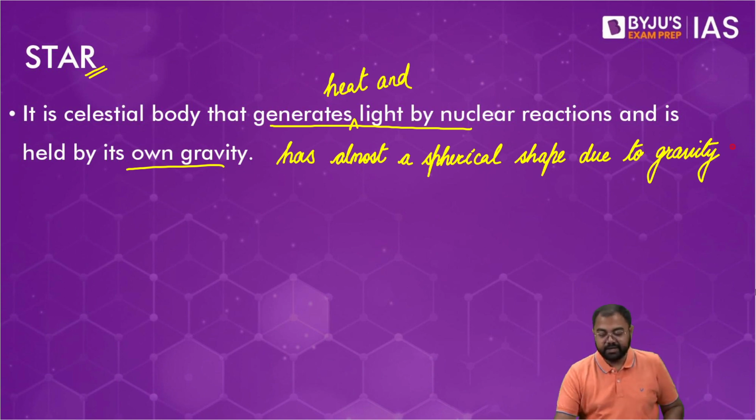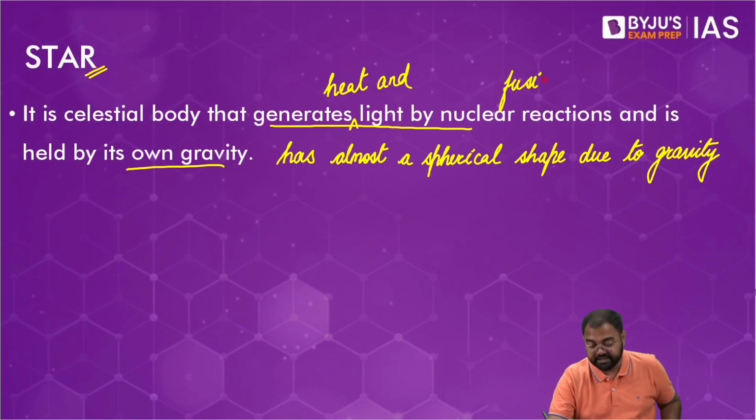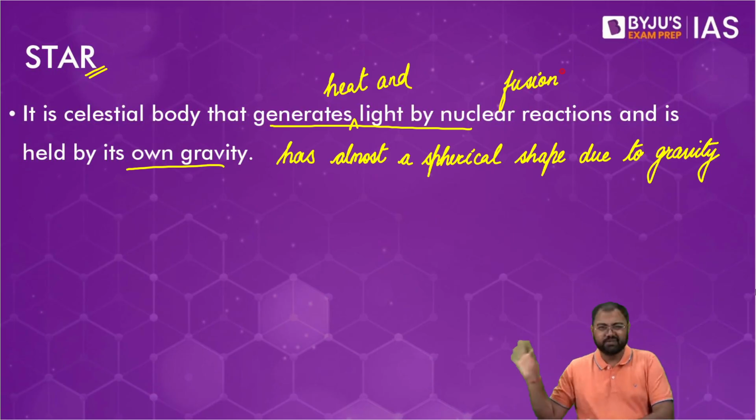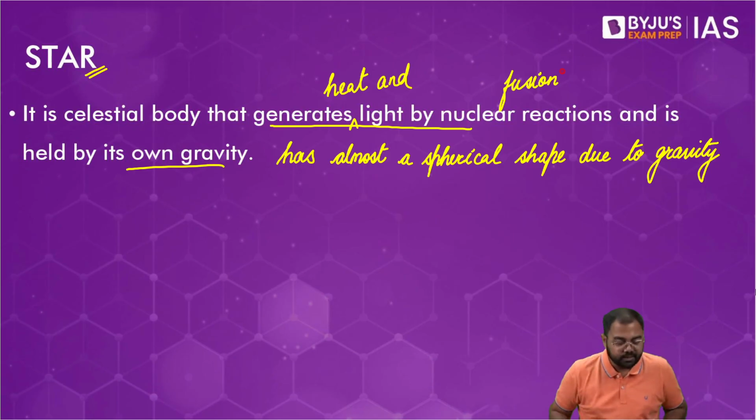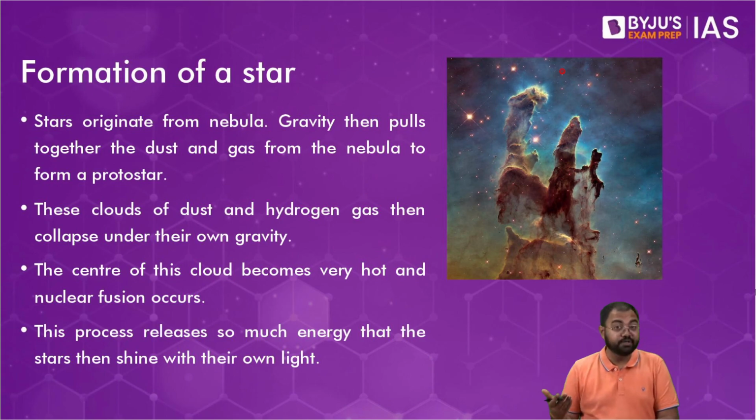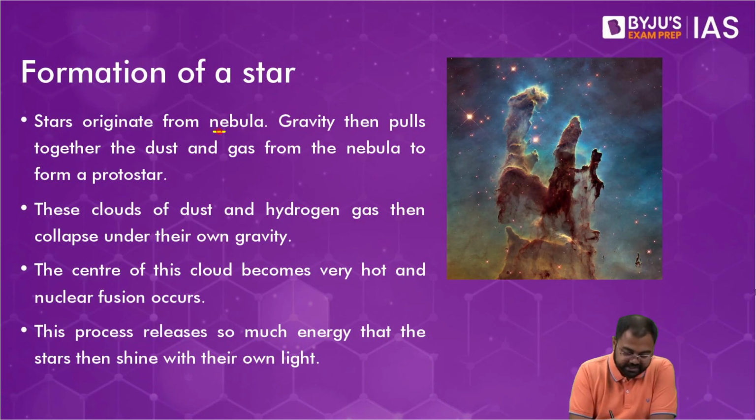So heat and light by nuclear reactions. What kind of nuclear reactions? Nuclear fusion reactions. What is nuclear fusion, etc.? We'll discuss that later, don't worry. So this is what a star is. And in the universe, we know that there are multiple stars. There are billions and billions and billions of stars that we have in the universe. How does the formation of a star happen? It starts with a nebula. The stars will originate from a nebula.